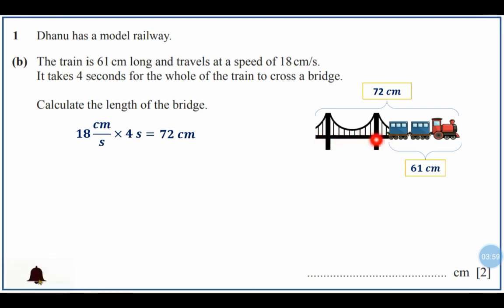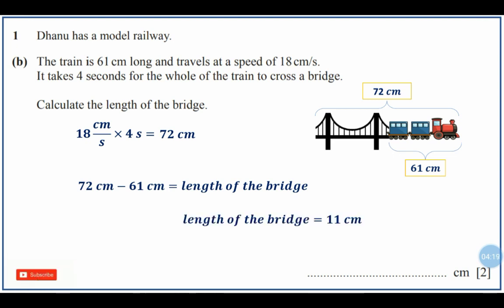But remember, we are calculating the length of the bridge. So what you're going to do is subtract the length of the train, which is 61 centimeters, from 72 centimeters, which was the distance traveled. So 72 minus 61 is equivalent to 11 centimeters. So our answer here is 11 centimeters. You will get 2 marks.